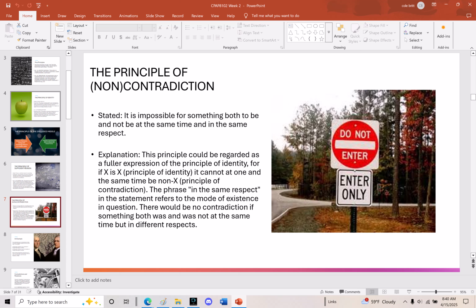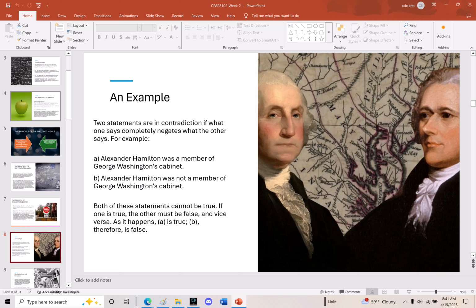Here's an example. Two statements are in contradiction if what one says completely negates what the other one says. Statement A: Alexander Hamilton was a member of George Washington's cabinet. Statement B: Alexander Hamilton was not a member of George Washington's cabinet. But both of these statements cannot be true. If one is true, then the other is false, and vice versa. As it happens, of course, A is true, therefore B is false. This is how logic works.